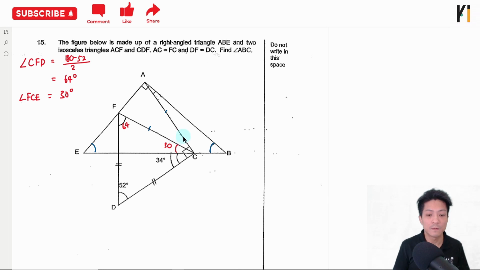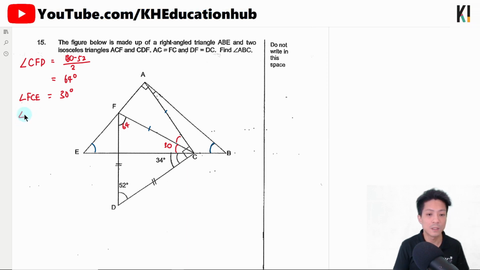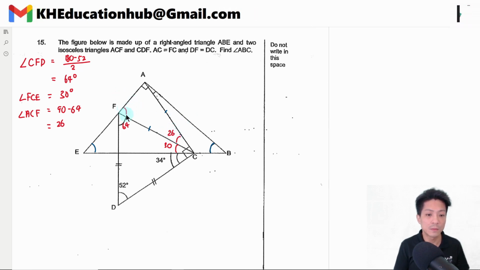Okay, I can find this angle over here also, because it is 90. So 90 minus 64 is ACF, right? ACF is equal to 90 minus 64. Okay, this is 26. The reason why I want to find that is because I want to find what is angle AFC.